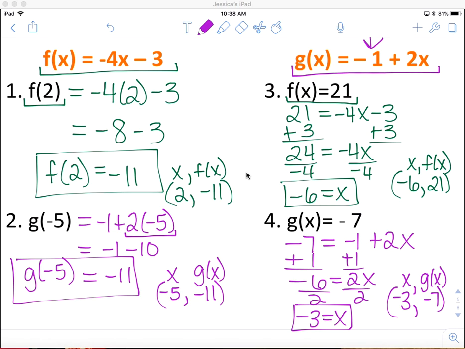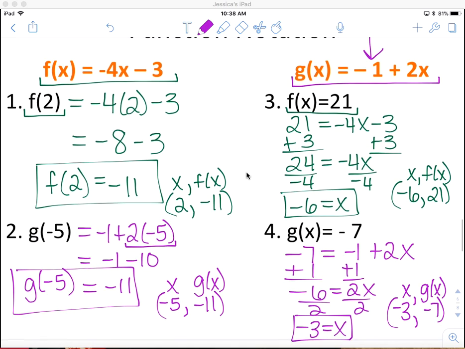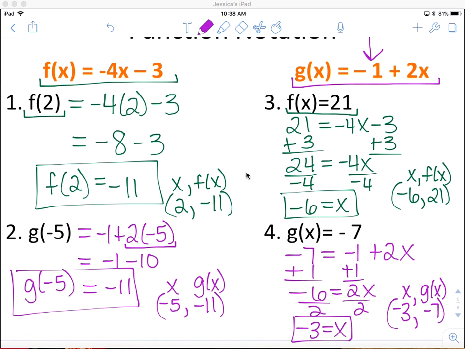It's really important that you understand the difference between input and output here. Remember to pay attention to both which function you're dealing with, so what letter you're given, and then if you're given something in the parentheses or out of the parentheses.